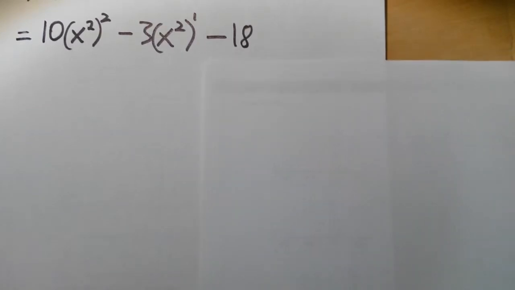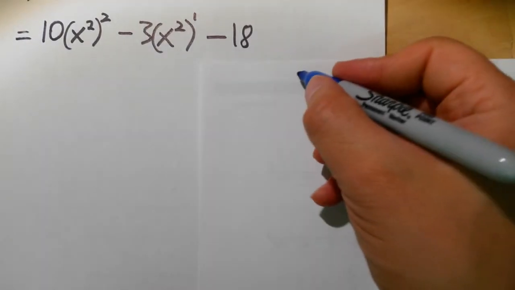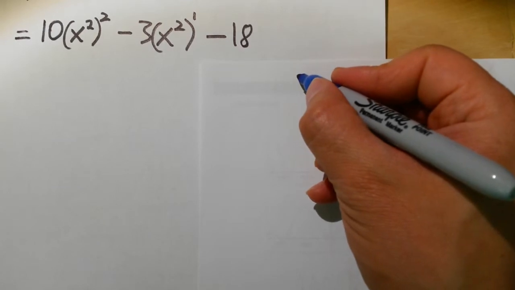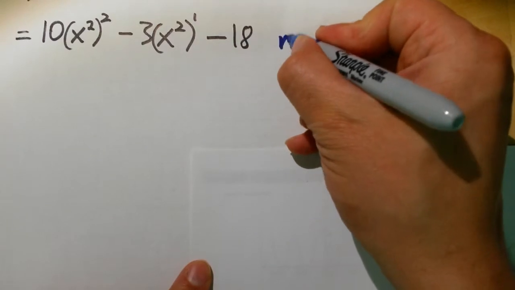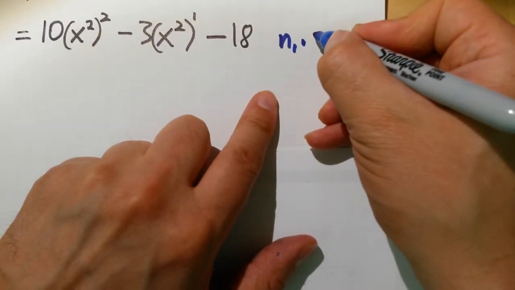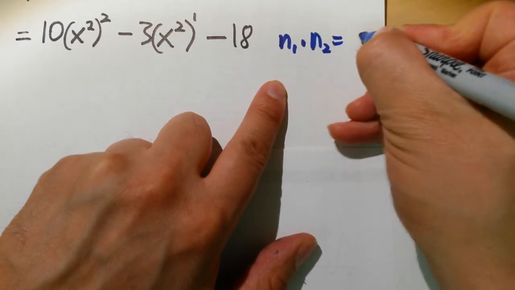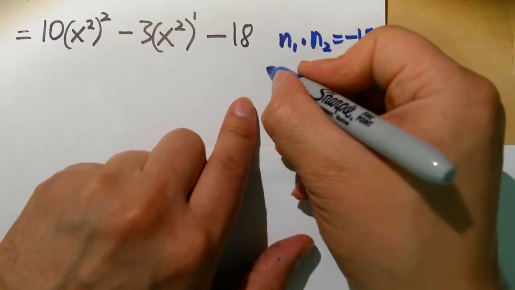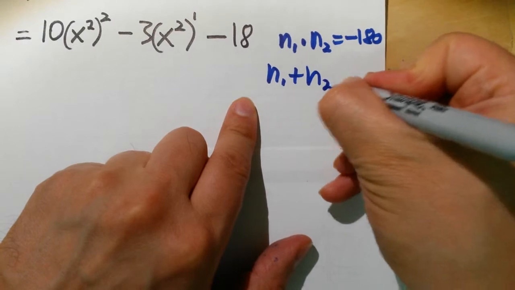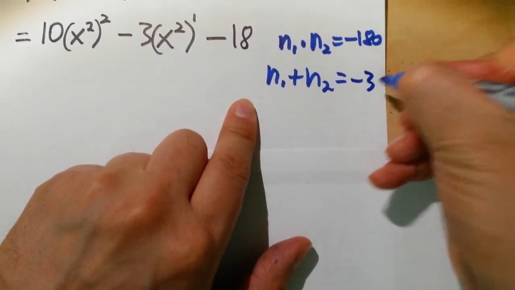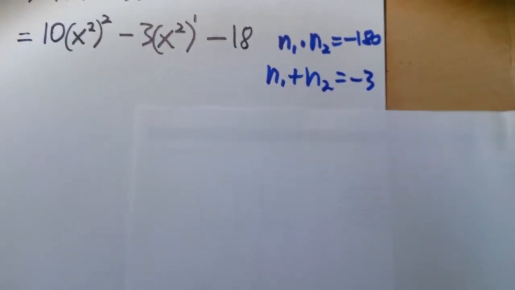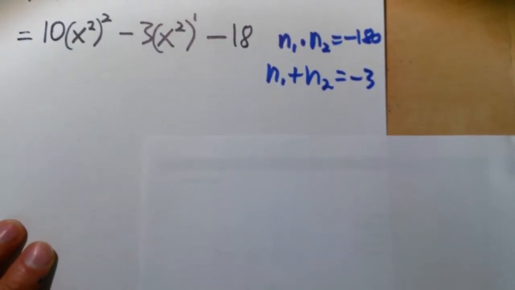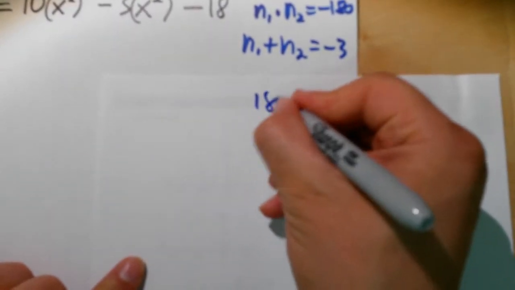Just like before, we're looking for two numbers that when multiplied will give us negative 180, and when we add these same numbers, we want to get negative 3. Let's find out what these two numbers are. I'm going to use this sheet as I said before.